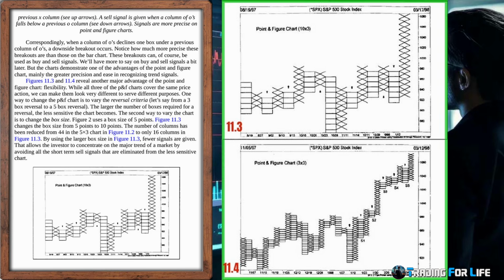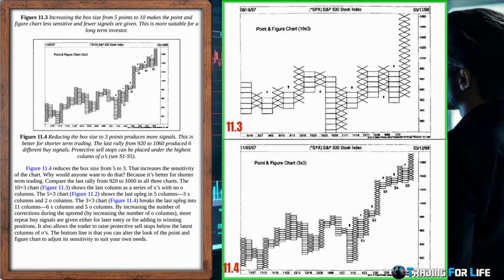That allows the investor to concentrate on the major trend of a market by avoiding all the short-term sell signals that are eliminated from the less sensitive chart. Figure 11.4 reduces the box size from 5 to 3. That increases the sensitivity of the chart. Why would anyone want to do that? Because it's better for shorter-term trading.